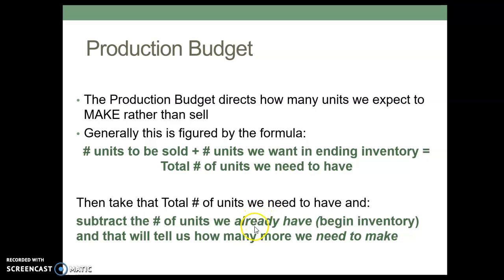Then it's true that we normally have some beginning inventory. We normally have some from last year that are already sitting on the shelf ready to sell for this period, and so we need to take the total number of units that we need to have and subtract the number of units we already have. That tells us how many we actually need to make.